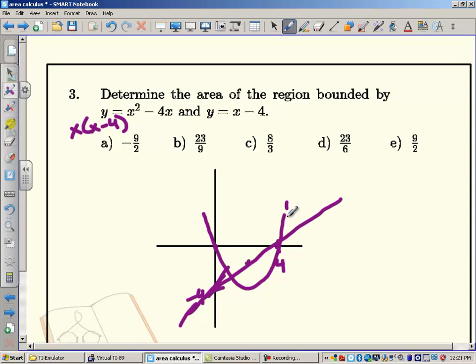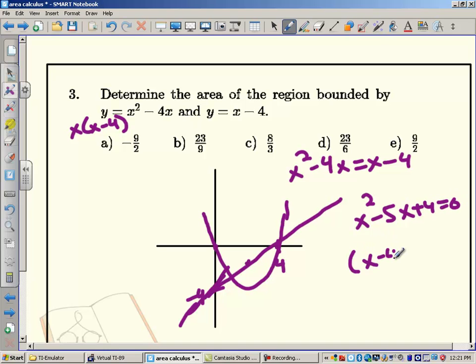Should look like that. Now let's say I don't know that it looks like that. What we can do is set these two equations equal to each other to find their intersection points. So let's get everything on one side: x squared minus 5x plus 4 equals 0. And we factor, and we get the solutions are 1 and 4. That's where these graphs intersect each other, at 1 and at 4.